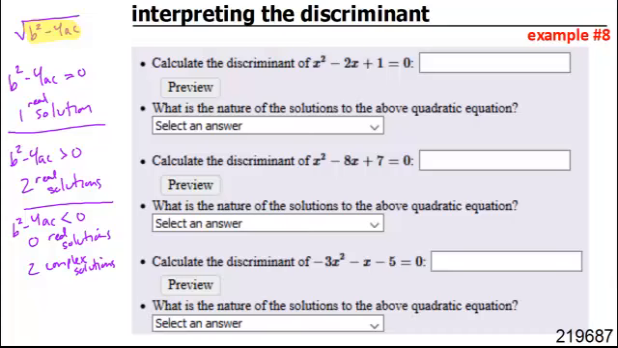So that's what it's asking for when you're looking at the nature of the solutions. Is there one real and no imaginary? Are there two real and no imaginary? Or are there no real and two imaginary? Okay, but I want to show you how to calculate this on your TI-89.